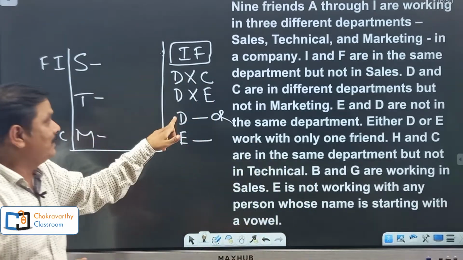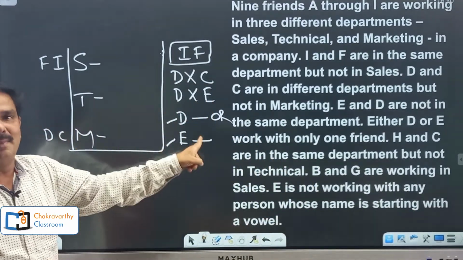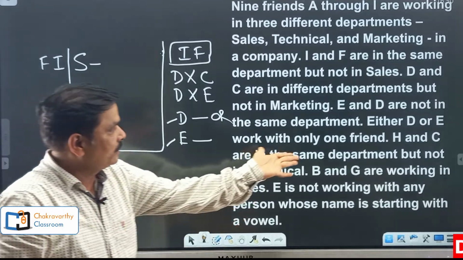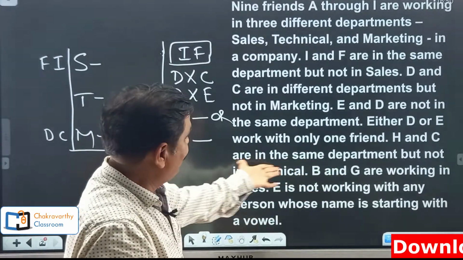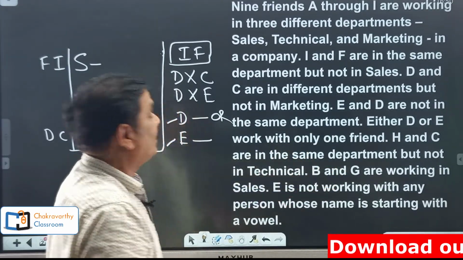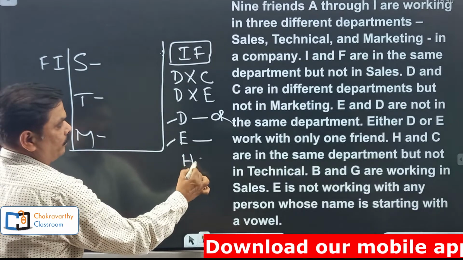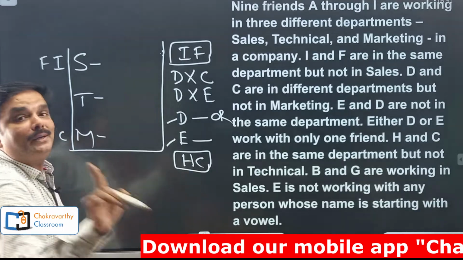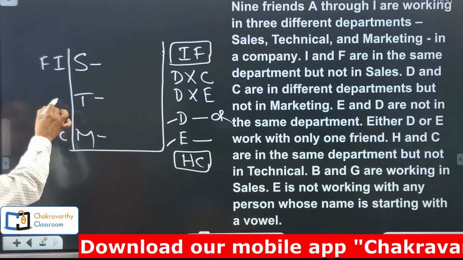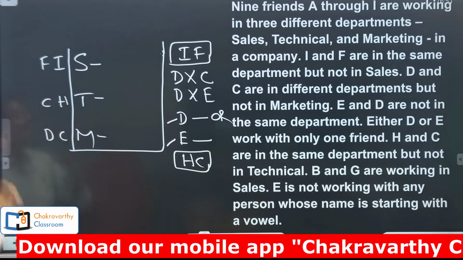That means either this case or this case. Remember this one. Okay. What's the next data they have given? H and C are in the same department but not in technical. Another important information, H and C must be together but not in technical. Now see, H and C should not be technical.